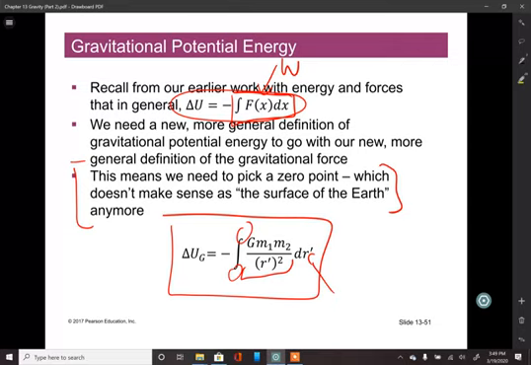And the most logical choice, although it's sort of mathematically illogical, the most logical choice conceptually, is to say that when there's no interaction, there's no energy. And no interaction happens when r goes to infinity. If you're an infinite distance away, you're no longer interacting. And if you're no longer interacting, it doesn't really make sense to talk about the gravitational potential energy being anything other than zero. So r goes to infinity is when we have zero energy.